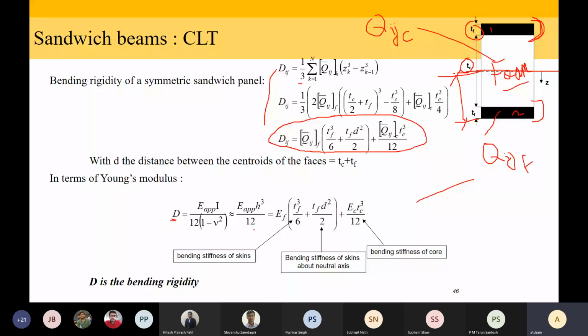D is equal to EF into this term. So this first term is the bending stiffness of the skin about the neutral axis. So we are first calculating the bending stiffness of every plate and then using the parallel axis theorem calculating the bending stiffness about the central line. So TF cube by 6, you can imagine it to be the bending stiffness about the centroid of the skin. And this TF d square by 2 is coming due to the parallel axis theorem, and EC TC cube by 12 is the bending stiffness of the core.